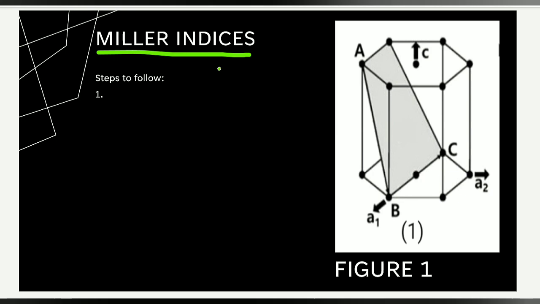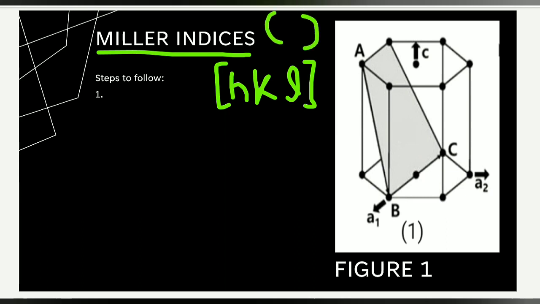Okay, so that relationship is calculated based on some assumptions. So let's say the Miller indices are H, K and L. Miller indices are always three in number, and for directions they are enclosed in square brackets as shown here, while in case of planes we enclose them in circular brackets or round brackets.